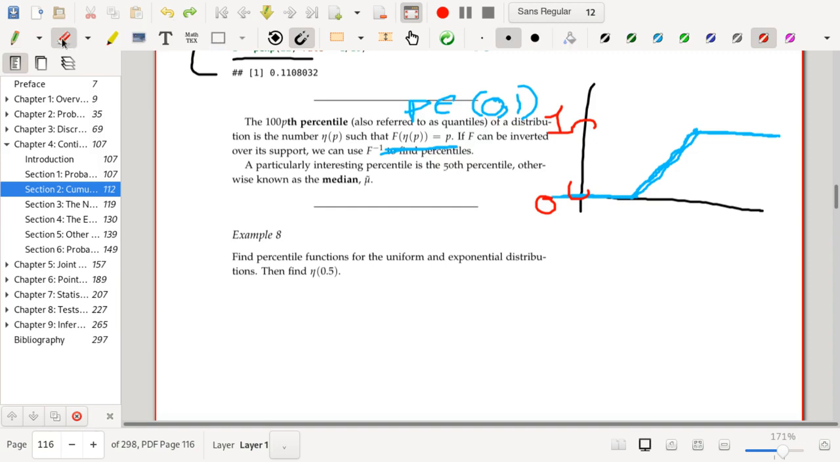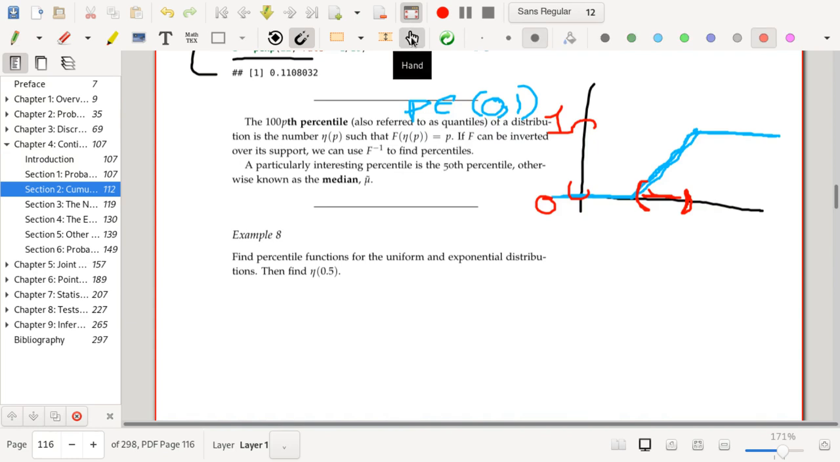So if F can be inverted over its support, the support is the region over which it's increasing. So the support for this function would be right here, at least. That's what support would mean if we were talking about CDFs. This is the region over which it's increasing. So if it's invertible over its support, we can use the inverse to find percentiles. A particularly interesting percentile is the 50th percentile, otherwise known as the median, which we're denoting with mu tilde.